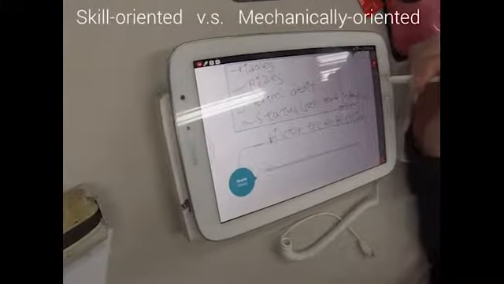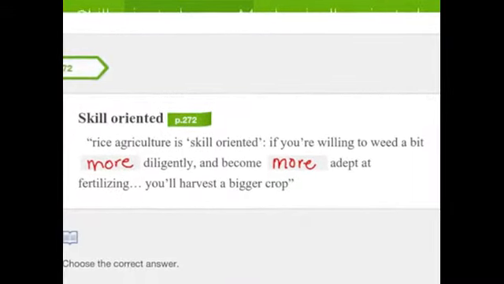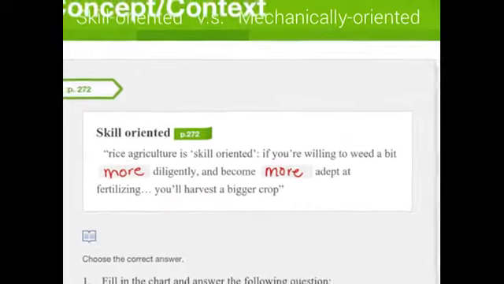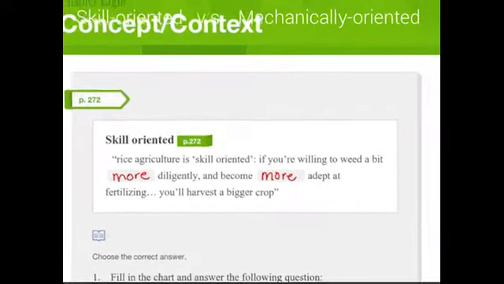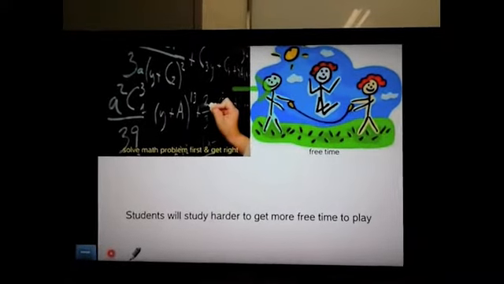On pages 5 and 6 of the CSLP book, I asked the students to compare skill-oriented rice agriculture-based countries to the mechanically oriented agricultures that are usually countries in the West. On this page, it was a great opportunity to start a discussion about the differences between the people within the two countries and the cultural differences as well.